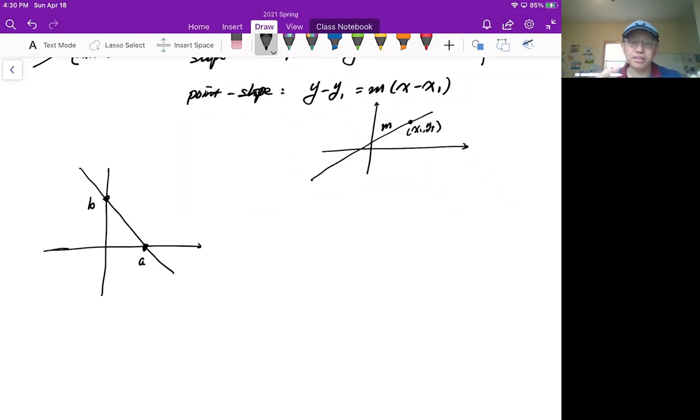You got the 2 points. If you have 2 points, you can get the slope, and then you can get the point-slope formula, and you can finish that. But there's a formula which, if you remember that, you can get that very fast, so that you don't have to go through all of the steps. The formula is actually very easy to memorize. It's x over the x-intercept and y over the y-intercept. That's equal to what?